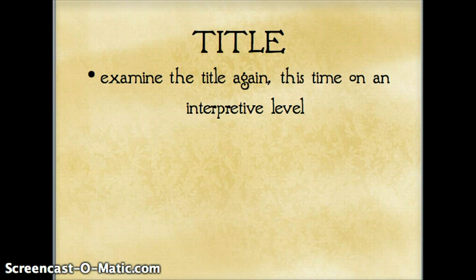No, this is not incorrect. We are once again looking at the title. Initially, we looked at the title when we had not yet read the poem. Now that we've read the poem and done some analysis, we're going to look at the title again.